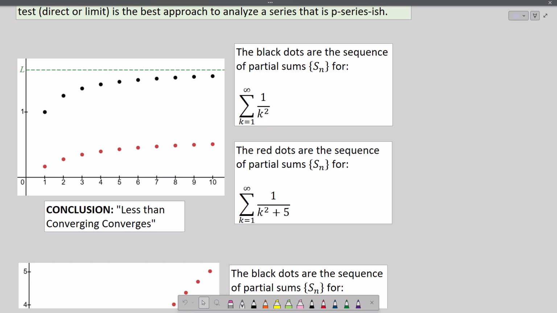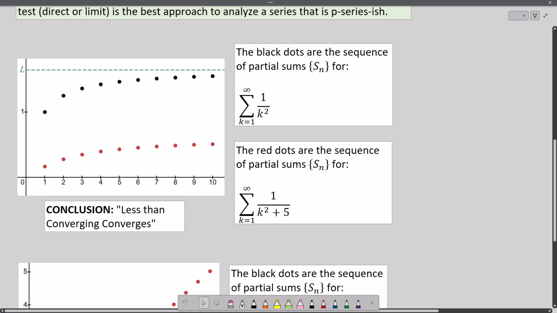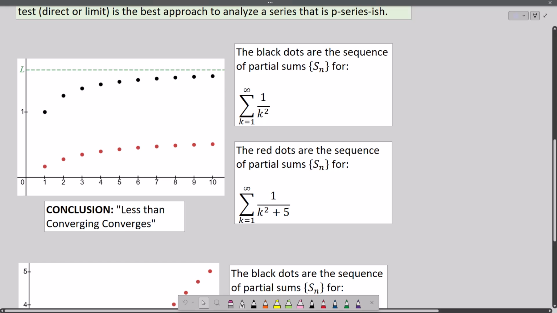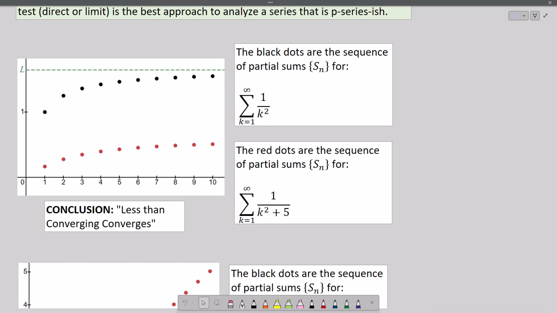This is a picture of the partial sums for that series. A picture of the terms would be this, going down to 0. A picture of the partial sums will be that. There's the limit. And this series right here is not a p-series. It's what I would call p-series-ish. It's close, but it's not a p-series. A p-series is 1 over k to the p, period, not 1 over k to the p plus a constant. But it's closely related to a p-series, and you would expect it to behave like one.